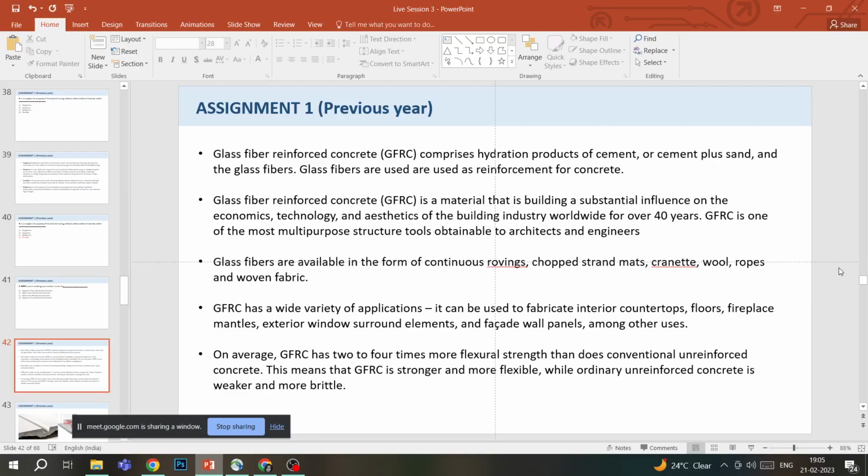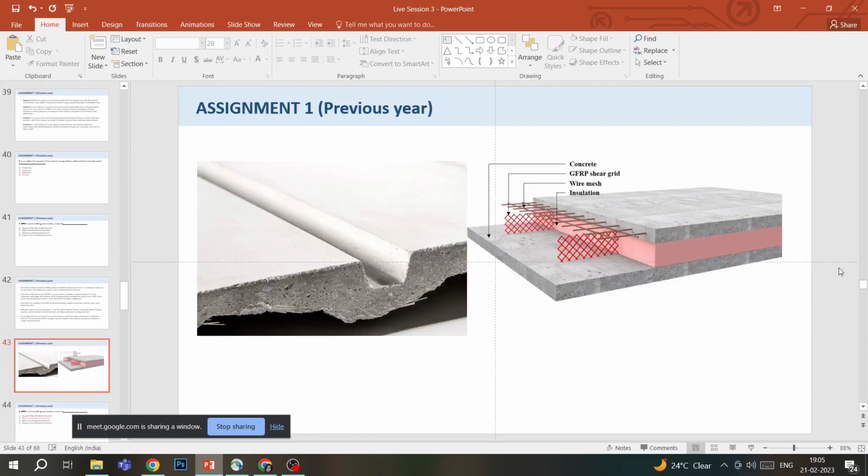GFRC is stronger and more flexible than your regular concrete, while unreinforced concrete is weaker and more brittle. So basically it's a composite kind of concrete which has glass fibers being used as reinforcement. These are some of the images that I could procure of GFRC.